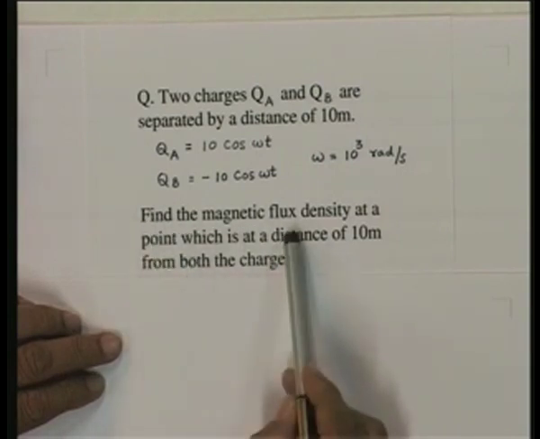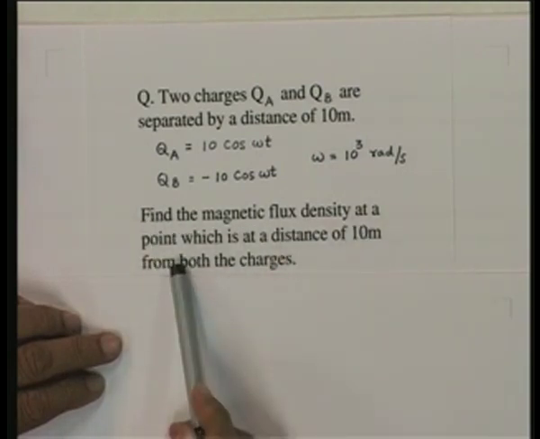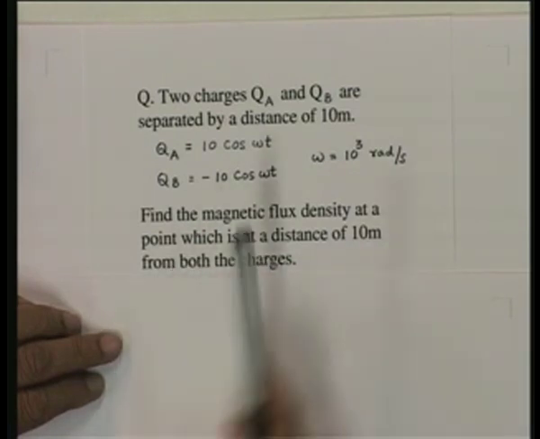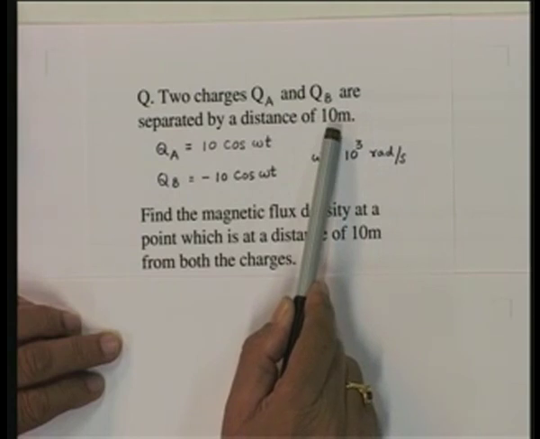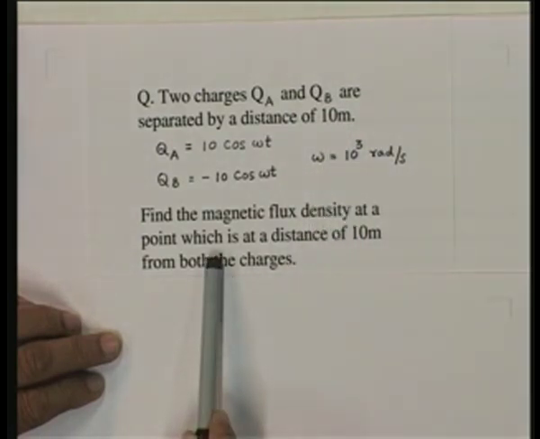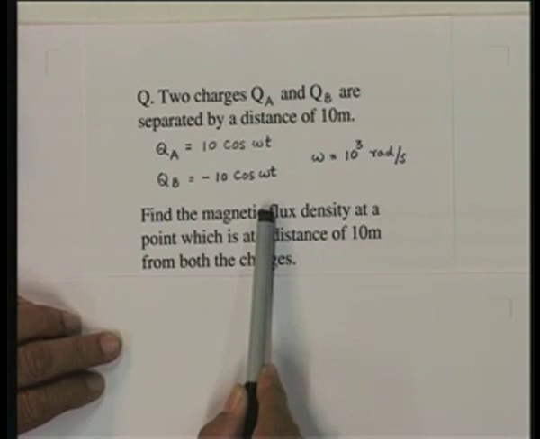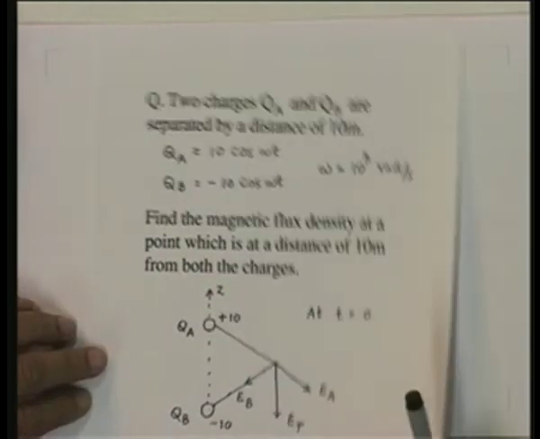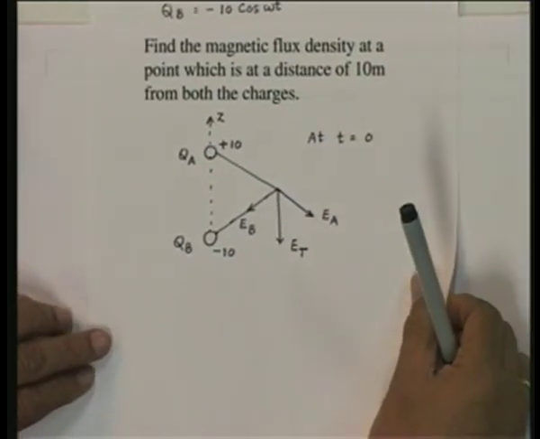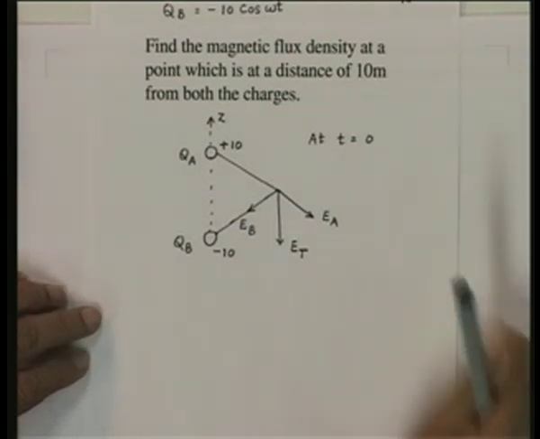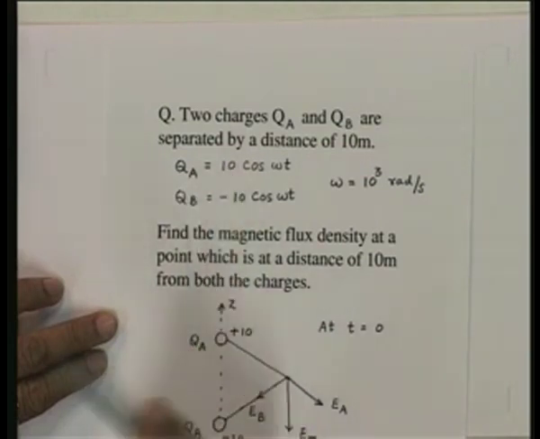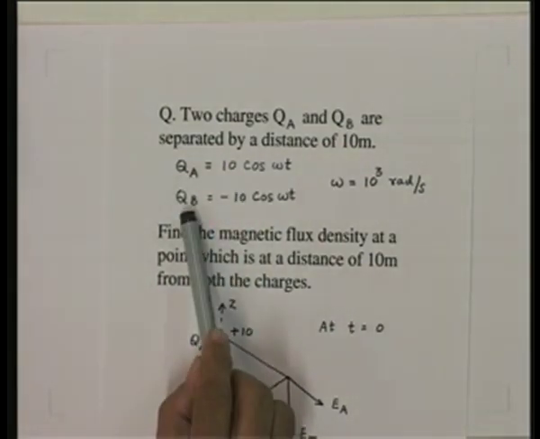We have to find the magnetic flux density at a point which is at a distance of 10 meters from both the charges. So, note here the charges are separated by a distance of 10 meters, and we are also interested in finding the magnetic field at a distance of 10 meters from both the charges. So, the situation is something like this. Let us say at an instant t equal to 0, the charge QA will be plus 10 coulomb and the charge QB will be minus 10 coulomb.